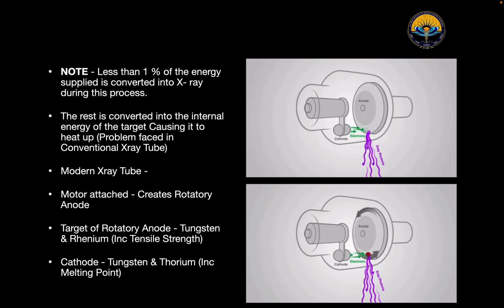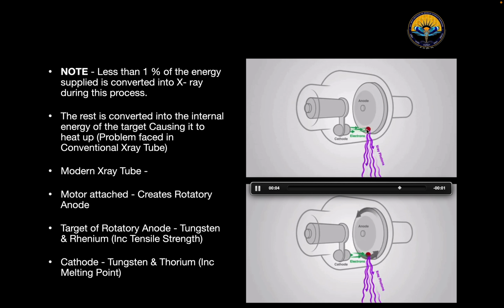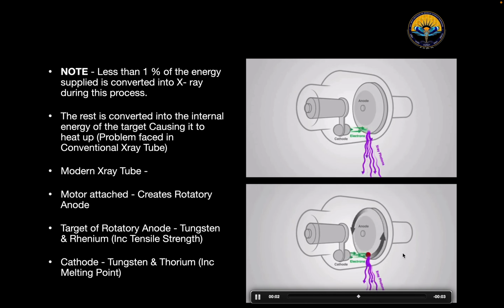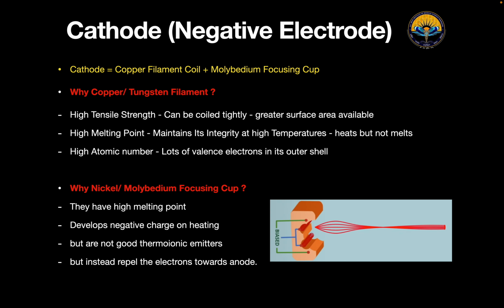But you can see, as this was the normal system, as we are hitting the electrons, the anode will start getting heated up. And that was a problem which we faced in the conventional X-ray tube. The anode used to get heated up very easily. But now we have a modern X-ray tube, and we can see here the anode is rotating. The anode started rotating so that we can have better heat transmission. And that's the benefit of a modern X-ray tube, that there is better heat transmission.